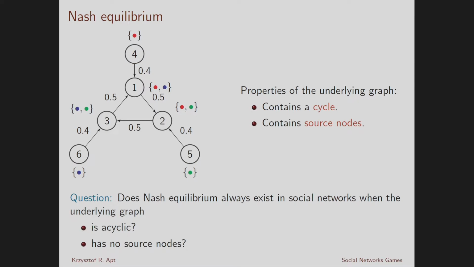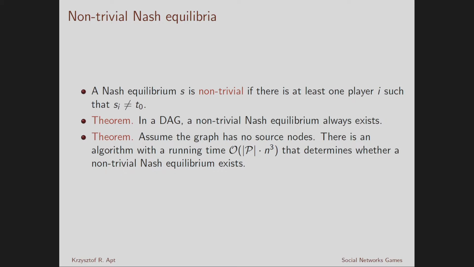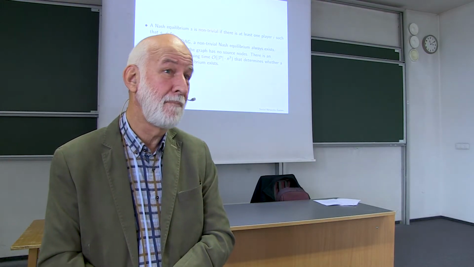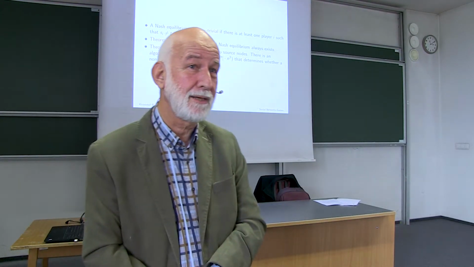But you can ask yourself a question, does a Nash equilibrium exist when the graph is acyclic, so does not have a cycle, or it has no source node? So you can study these questions, and some of them are stupid, because if, for example, you take a cycle, obviously it has a Nash equilibrium. And you can tell me what is the Nash equilibrium in a cycle. You are allowed to look at this slide.